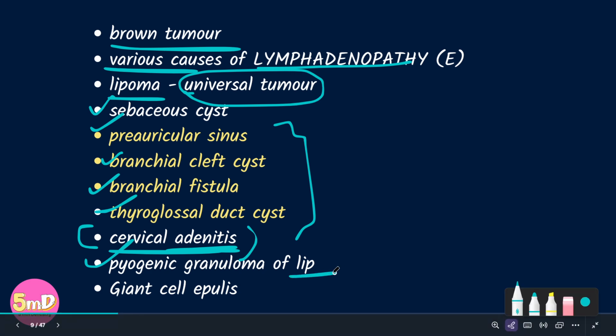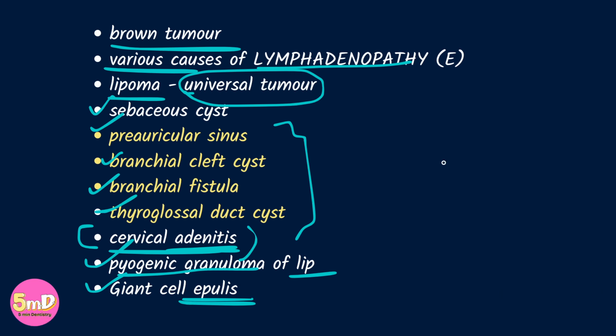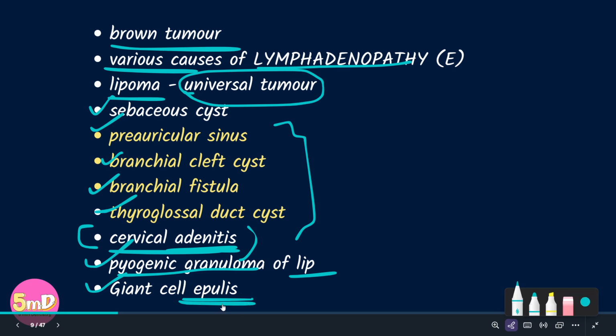Pyogenic granuloma of lip. Usually pyogenic granuloma, as a dentist, we will see in the gingiva most commonly. Here they have asked it about lips. And giant cell epulis, any swelling of the gums is known as epulis. In periodontics you will have another name for the gingival swelling. Here in general surgery it is usually referred to as epulis.